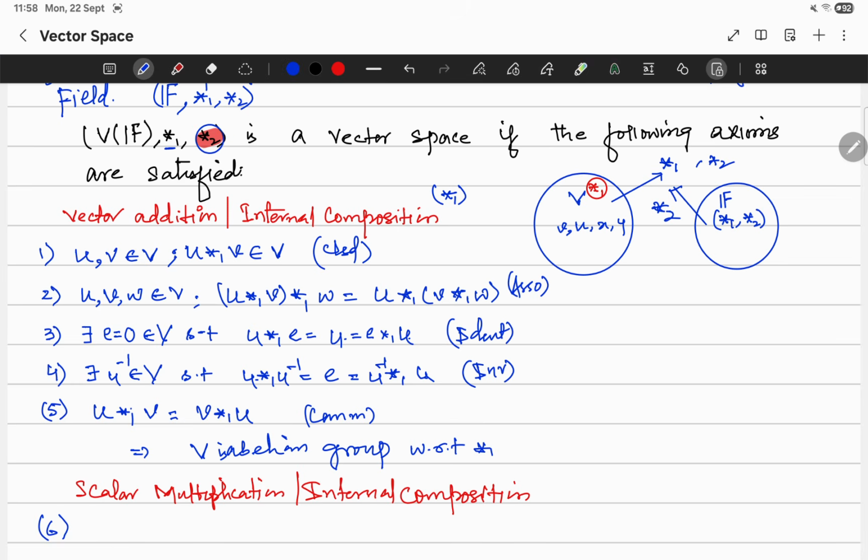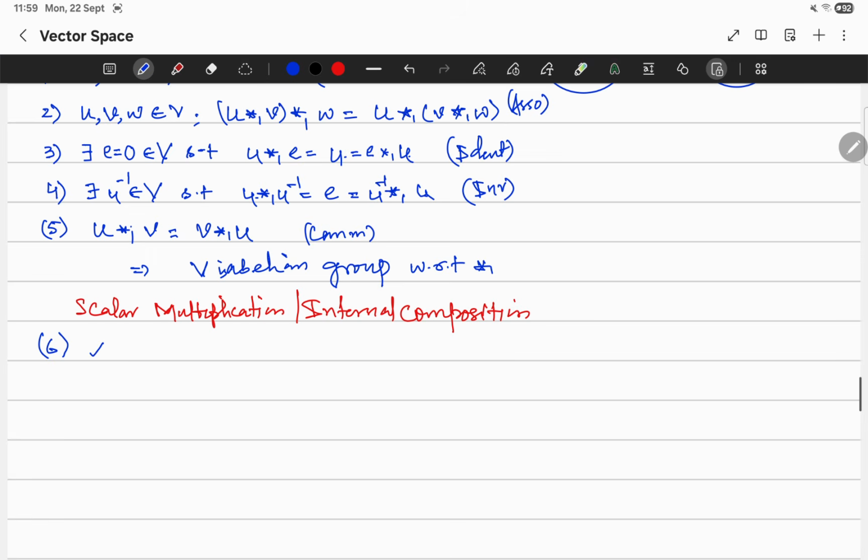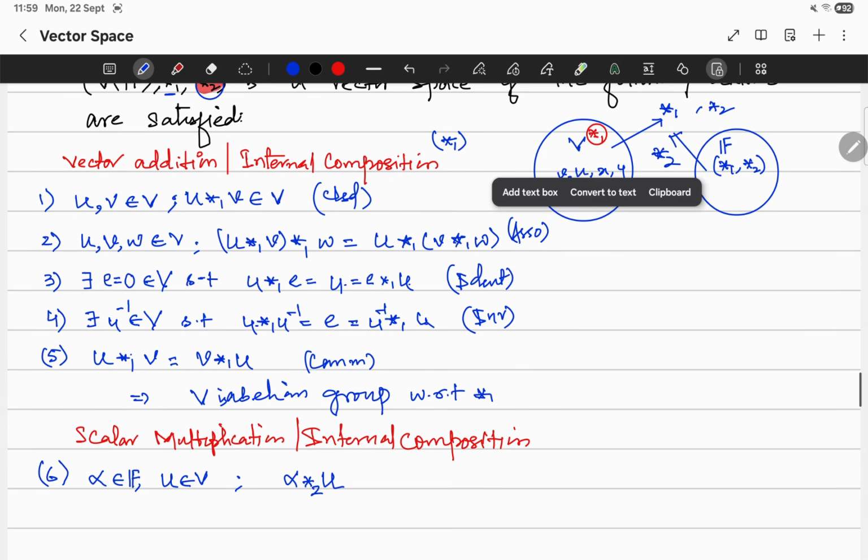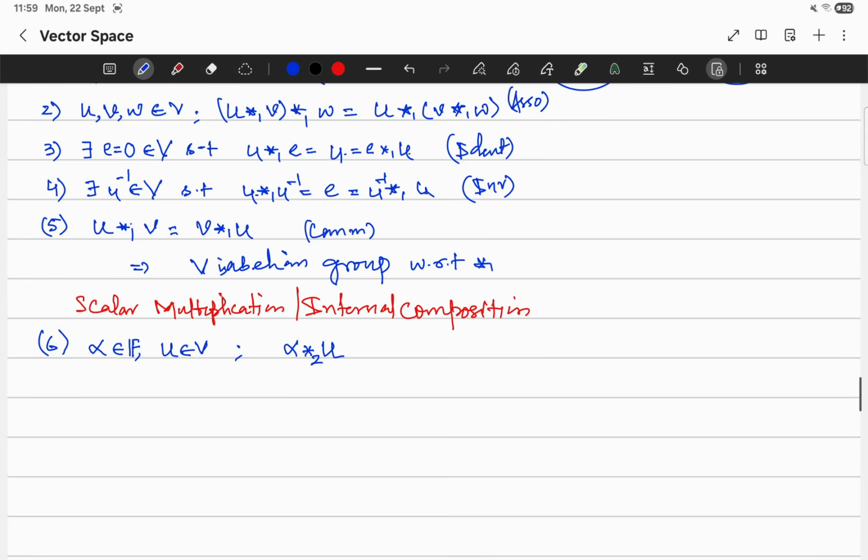Okay, so that is, if we will take one element from the field F, one element from the vector, if you operate them, alpha is from F, U is from V, so we will use the second, because one is from F, one is from V, so they are from two different sets. One is field and the another set V, so here we will apply the second operation, but the result should be again in your set V. Okay, that is the sixth condition.